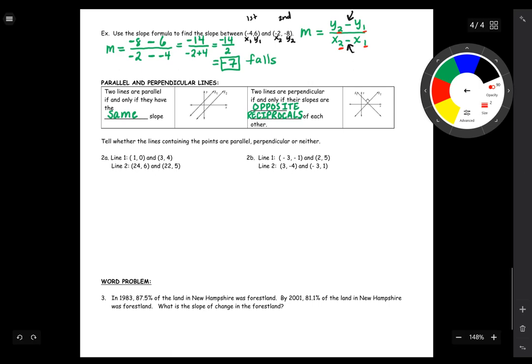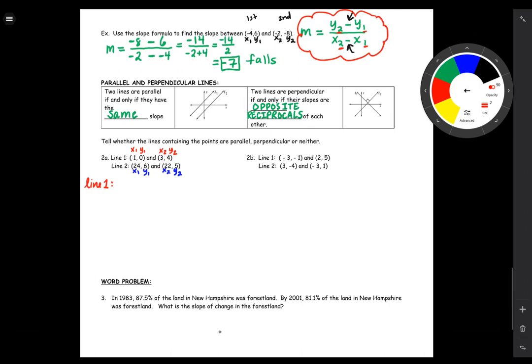So the first thing you want to do is label each point. So for line 1, this would be x1, y1. This would be x2, y2. For line 2, this would be x1, y1, x2, y2. Okay, let's do slope of line 1. And because my formula is right here, I'm not going to rewrite the formula. I'm just going to look above as I need it.